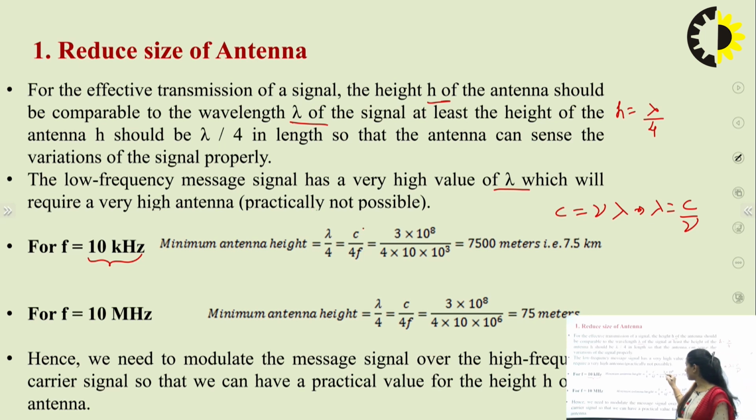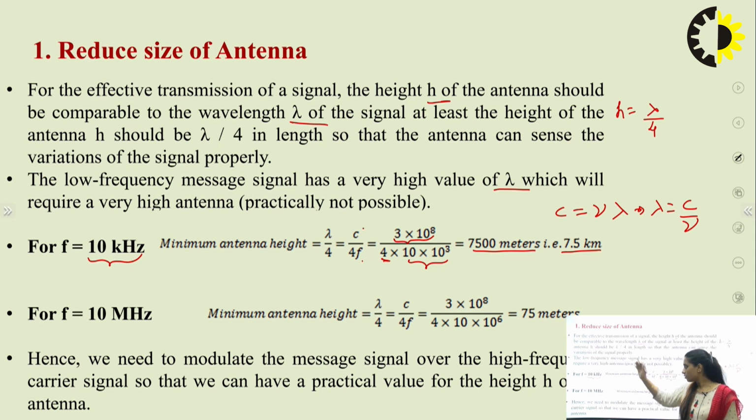So if we do calculate it, velocity of light is 3 into 10 to the power 8, and frequency here is 10 kilohertz, 10 into 10 to the power 3. And when we do the calculation, we get that the height of the antenna comes out to be 7500 meters, which is 7.5 kilometers. Can we imagine installing an antenna of the height 7.5 kilometers, which is impractical. It's not possible to install such a tall antenna.